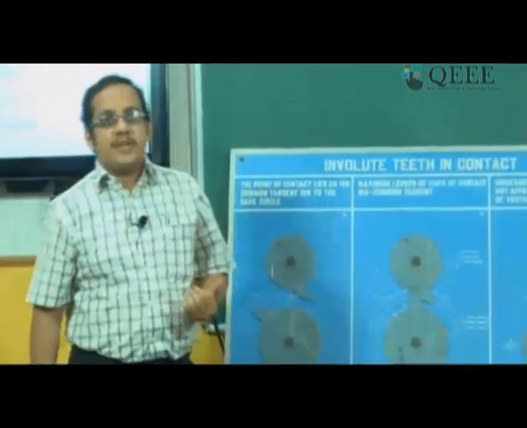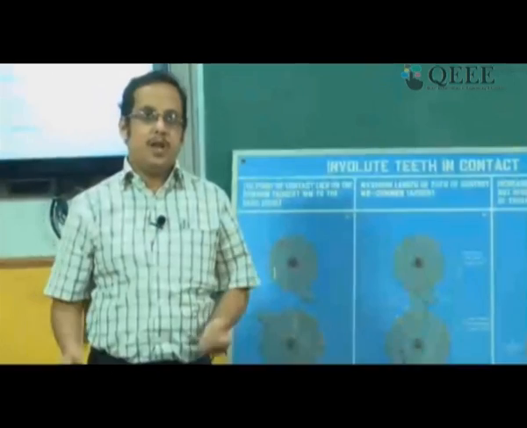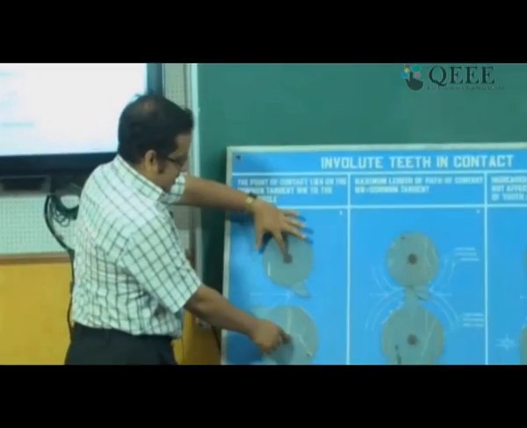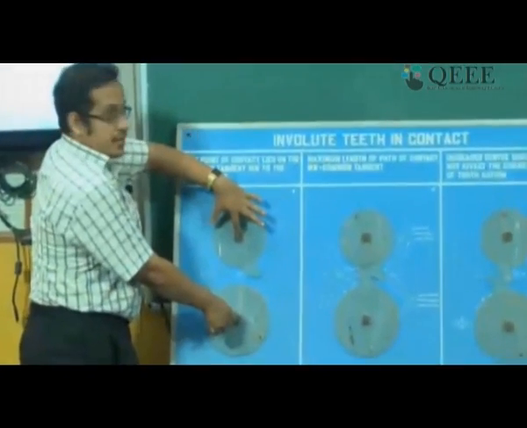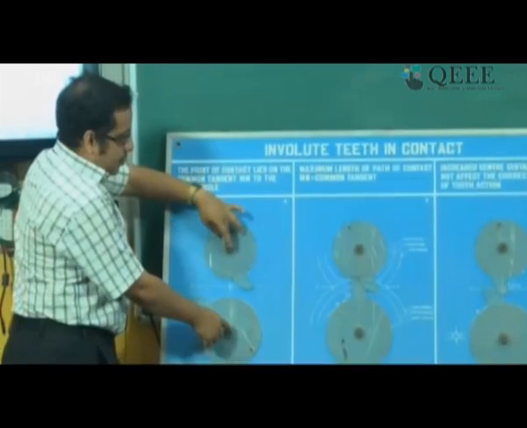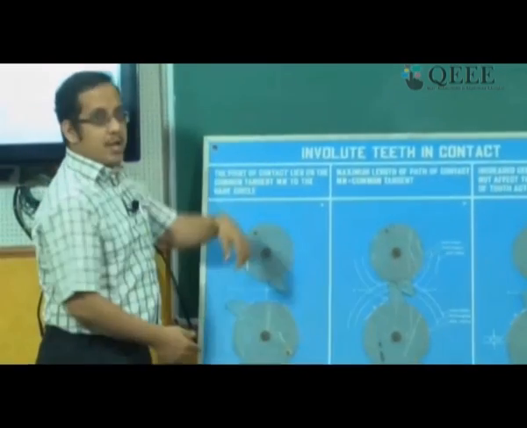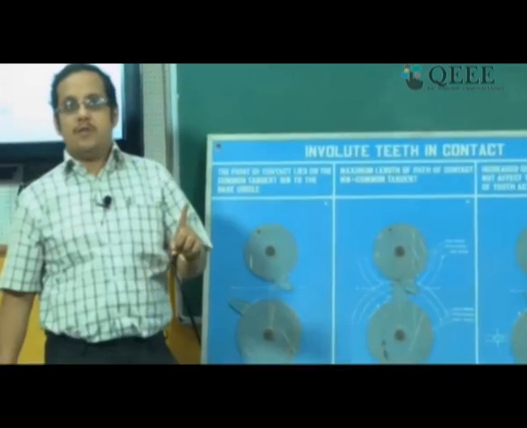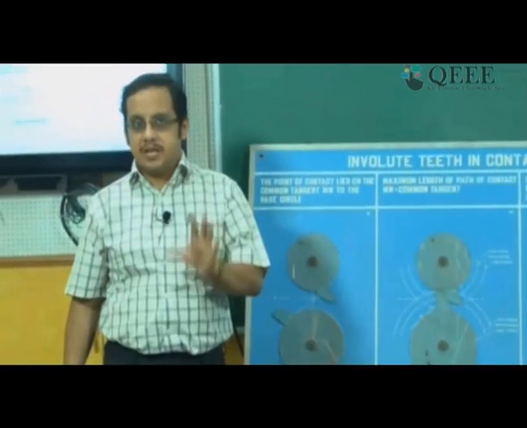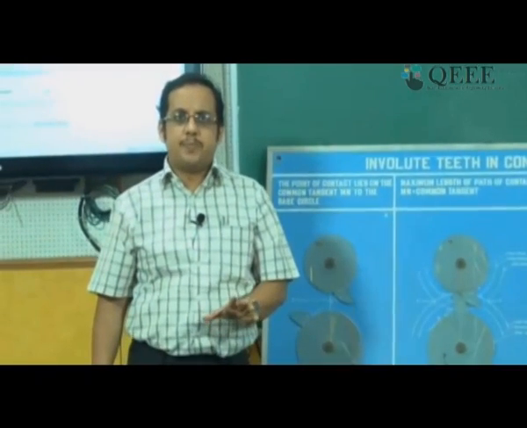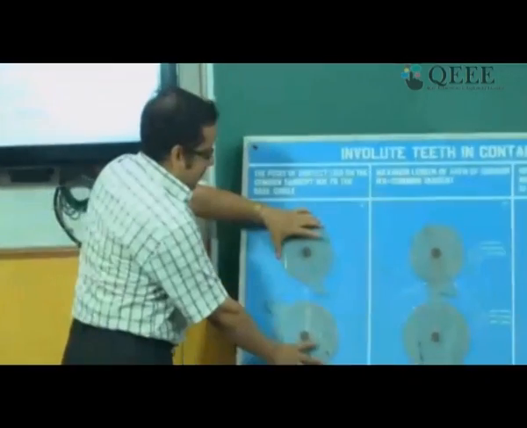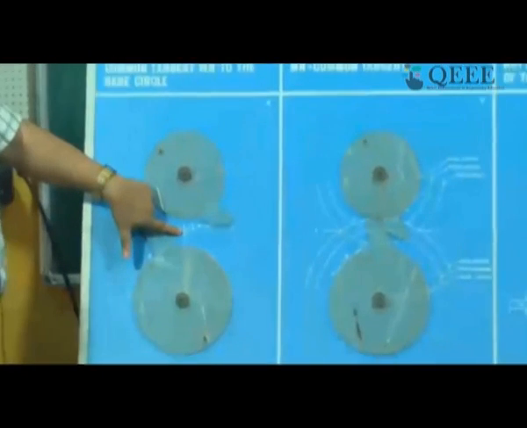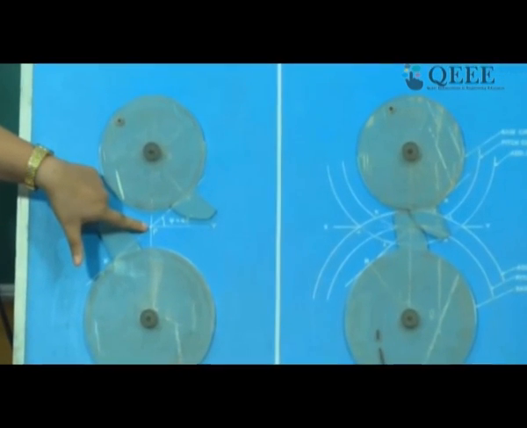The fundamental law of gearing demanded that the common normal always intersect the line joining the shaft centers at a fixed point. The shaft centers are here. That fixed point is called the pitch point, which simply means that the pitch point should not move. This is exactly what is happening in this case. If you see carefully, this is the point P, which has been marked as the pitch point.